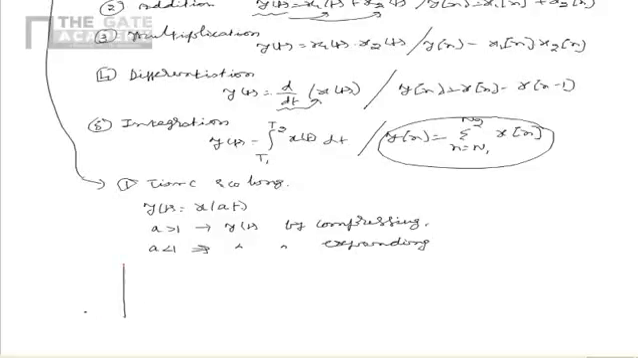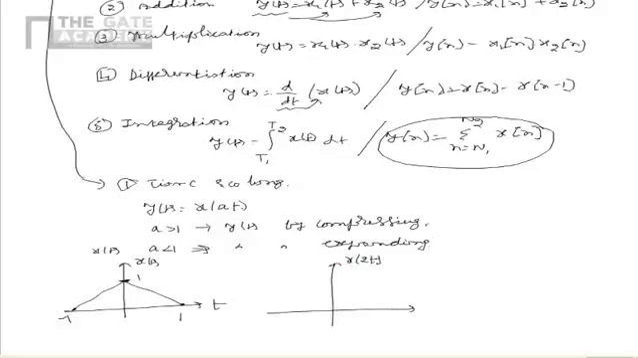So for example, let us take x of t, which is as shown in the figure. Here x of t is in the range of minus 1 to 1, and it has a maximum value of 1. Now if we try to plot x of 2t, we know that x of 2t is a compressed version of x of t, so it would be as shown in the figure.